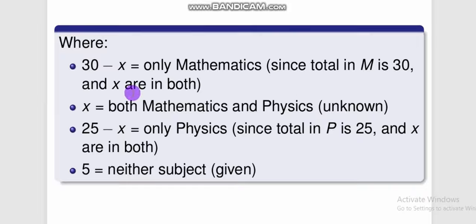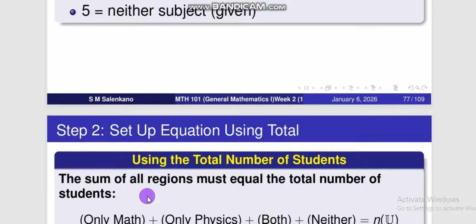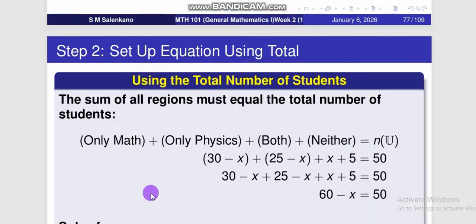So this is what I just explained. 30 minus x is only mathematics, since total in M is 30 and x is in both, right? And then x is both mathematics and physics, the unknown quantity. 25 minus x represents only physics, and 5 is for neither subject and is already given, right? Okay, now we have to find the x first. So how do we find the x?